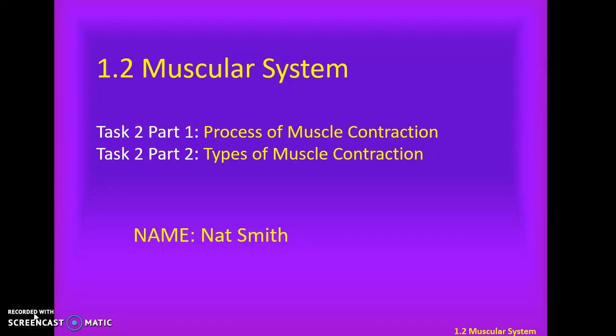Okay, so during this video I'm going to be talking about muscle contraction, how it happens, the sliding filament theory and the types of contraction.